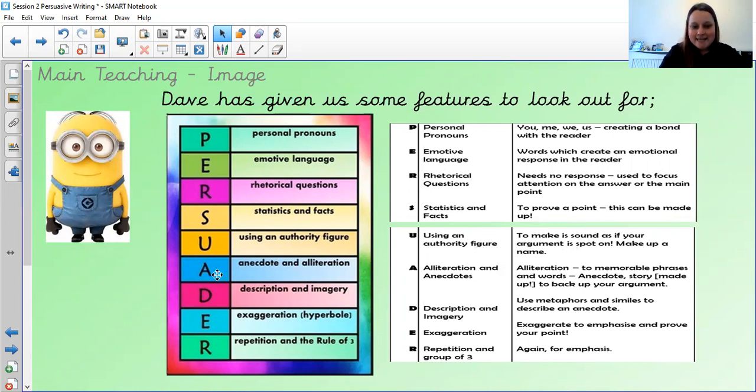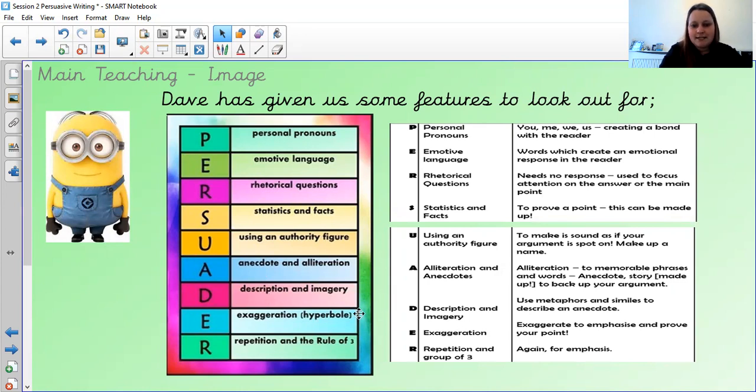Then we've got an A, and this is really for alliteration. So we know what alliteration is, don't we? Okay, so it's when we start words with the same letter. So it's when we want to remember phrases and words. And also they've put in there an anecdote. Now this is a story that might be made up to back up your argument. So that's what the A stands for. Okay, and we'll find some examples of alliteration again in a second.